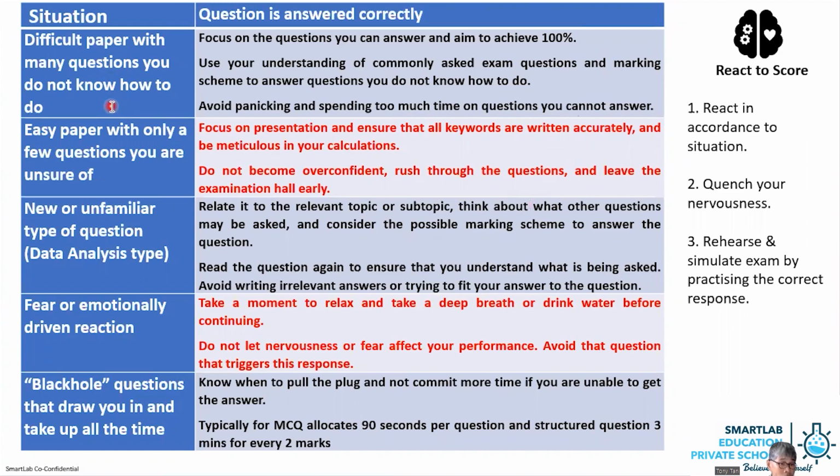Then you have to rely on your understanding of commonly asked exam questions and the marking scheme to try your best to unravel what topic or subtopic is being asked, and see whether you can stick it to it.